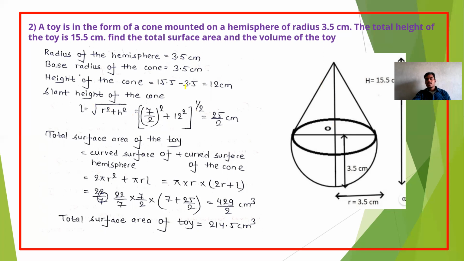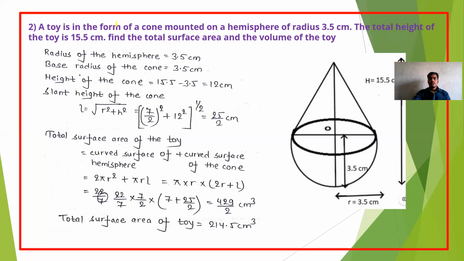Now, what is the slant height of the cone? This is called the slant height. Just apply the Pythagoras theorem. This side we know is 3.5, and this height we know is 12. So l is equal to under root r square plus h square, where r is the radius and h is the height. So r is 3.5, that is 7 by 2, squared, plus 12 squared, whole power 1 by 2. After calculating all these values, the slant height is 25 by 2 centimeter.